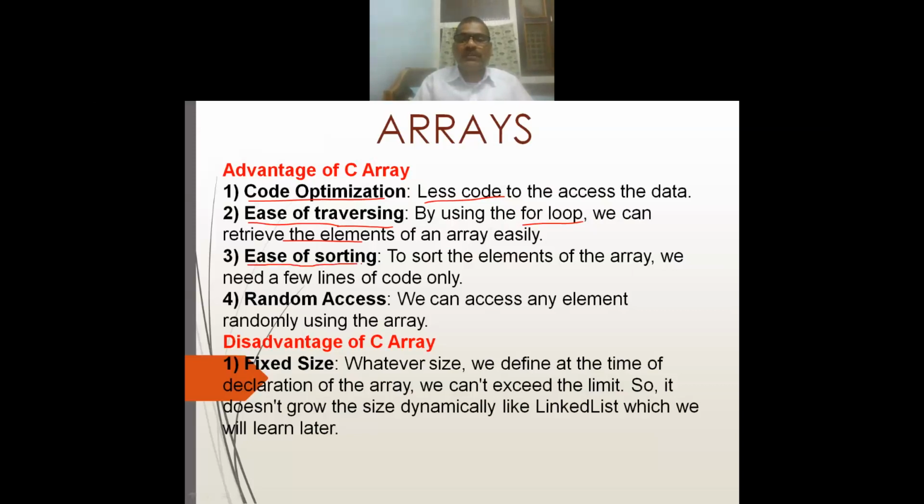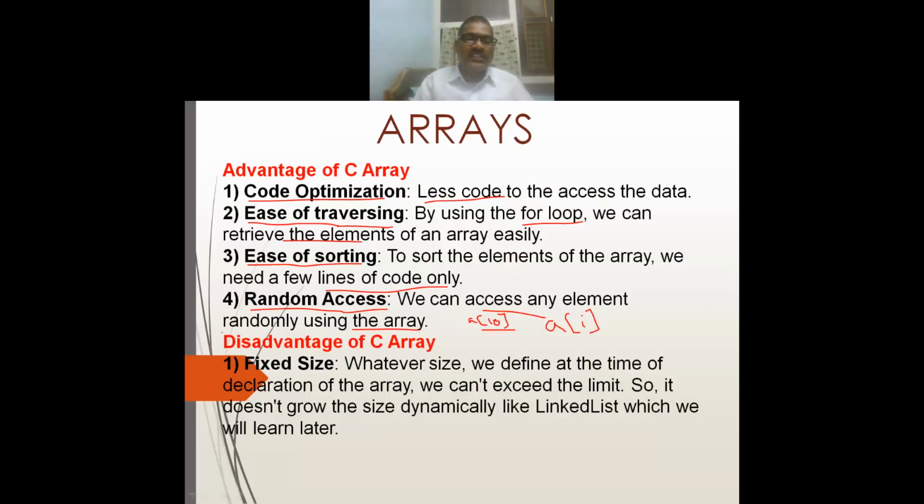Another advantage is ease of sorting. To sort the elements of the array, we need only a few lines of code so that we can arrange the elements in either ascending or descending order. Another important advantage is random access. That means we can access any element randomly with the array name followed by the subscript. You can access a of 10, which is accessing the 10th element. You need not access elements 0 to 9 in order to access the 10th element. Whatever index location element you want, you can access it. Here a is the array name, so a of i accesses the element at the ith location.